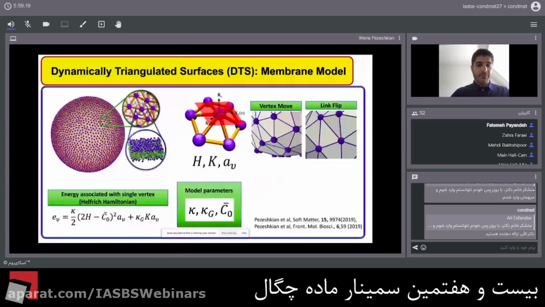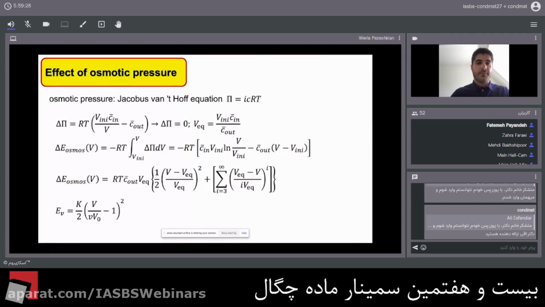Okay, so based on this model, and in connection with the experimental setting, we need a term to also control the volume of the system. Because of the osmotic pressure, meaning that inside and outside have a different concentration of the ions or certain other solvent molecules, a pressure will be induced that wants to equalize somehow the concentration on both sides.